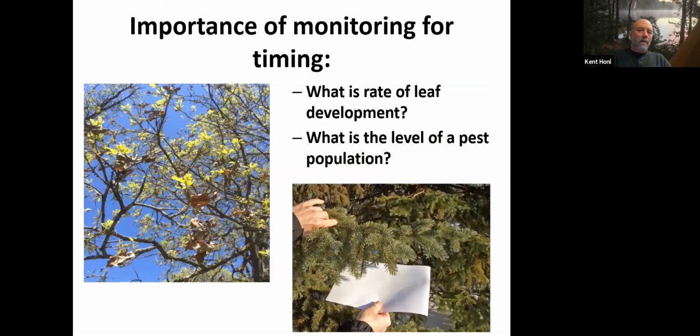Which is why monitoring is so important for our timing of treatments in IPM. We've got to find out what's the rate of leaf development, like on the bur oak here, those new leaves coming out. If you're dealing with oak anthracnose, you'll want to know, have the leaves started to pop yet? What size are they? Or what's the level of a pest population? If we're checking for spider mites here, monitoring is just sets of thresholds that you've kind of mapped out that you're checking for. You run a route of places around your region where you're working to make sure you know what's going on with the sets of trees that you manage.